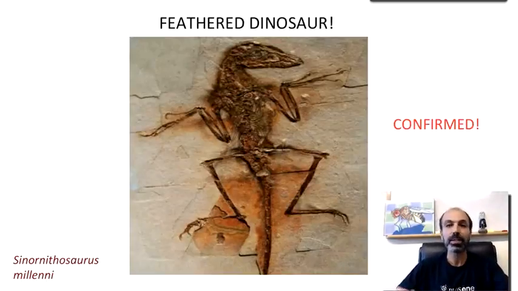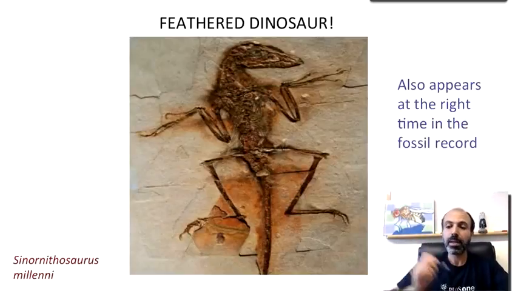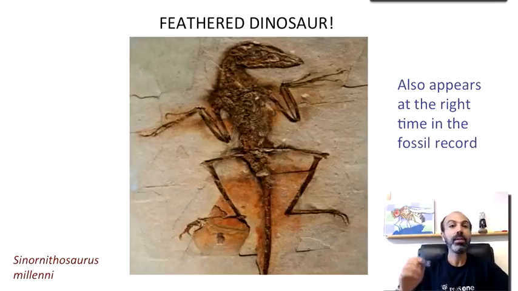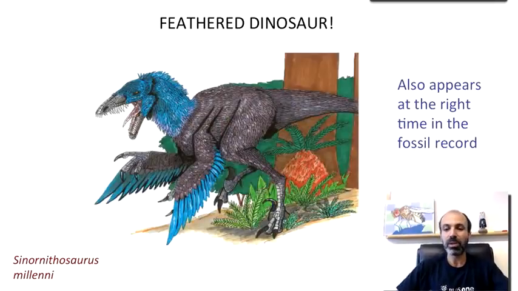So this confirms this. But importantly, this also appears at the right time in the fossil record. This is found in deeper strata within the ground than modern day birds. This is one artist's conception of what this animal may have looked like. It's a very colorful idea for it.